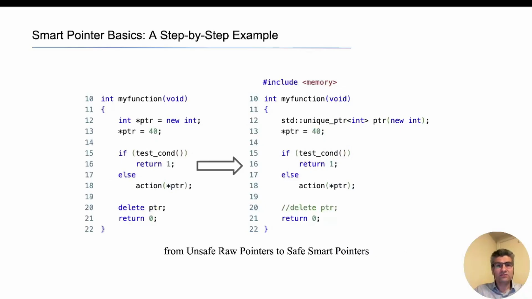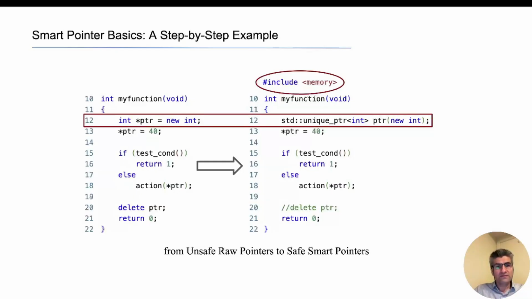You can see the same function written in two different ways. On the left, we are using a raw pointer, and on the right, we have updated it to use a smart pointer. First, we need to include the memory header to have access to the smart pointer library. Now look closely at line 12 in both versions. On the left, we create a raw pointer with the new statement. On the right, we create a smart pointer by using std::unique_ptr.